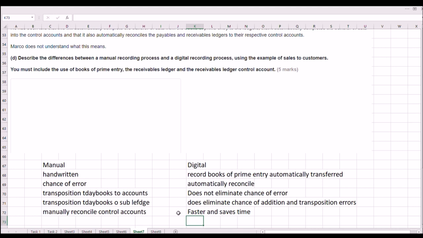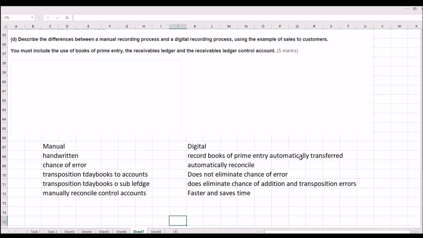I'm looking at the marking scheme, and it says there's 3 marks for manual, 3 marks for digital, and I've covered all the points, so I did well on that one. Self-congratulations there by me. I scored all the marks. So I've scored 8 out of 5. Right, that's the end of that question, I think.